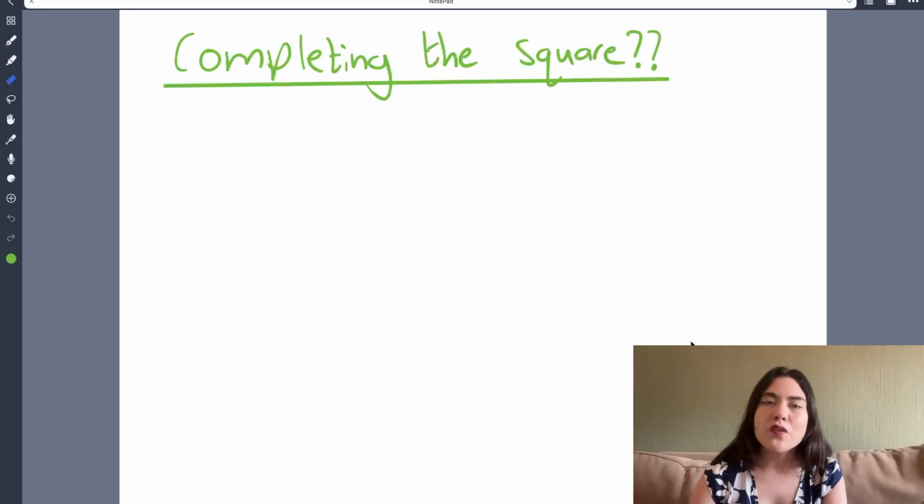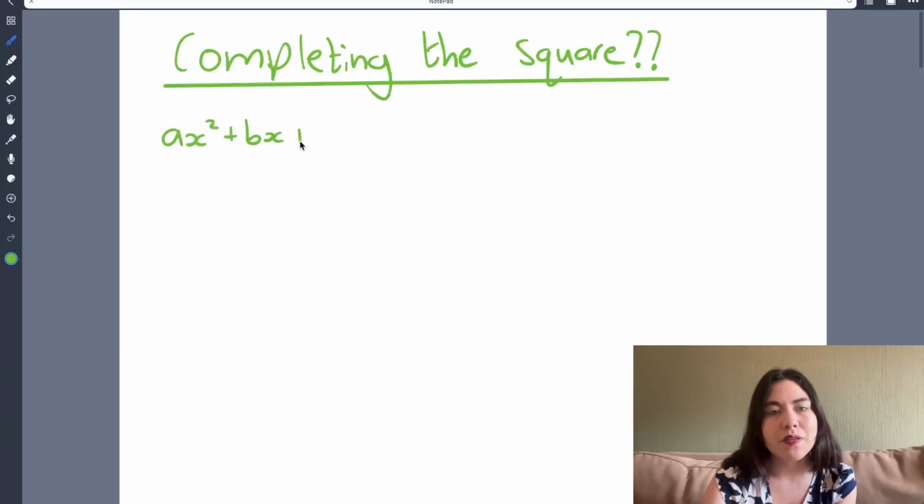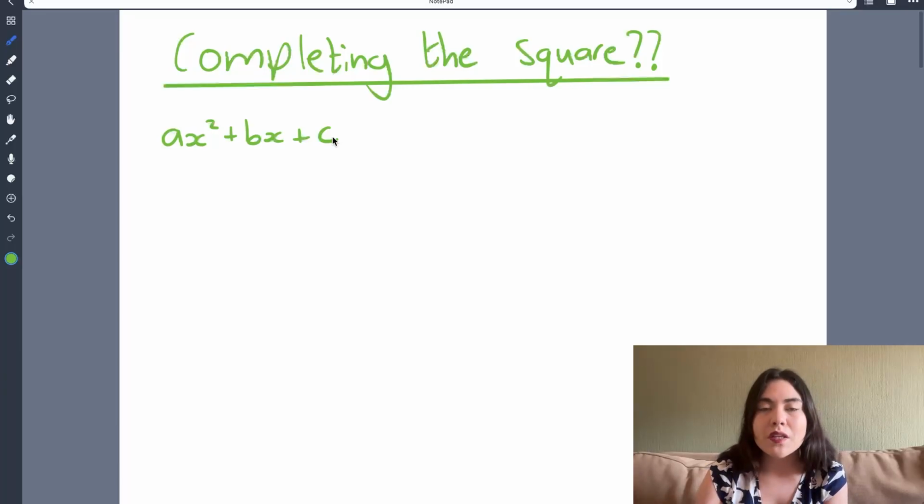All right, so with that out the way, we are basically going to jump straight into how to complete the square. So what is completing the square? Completing the square is taking a standard quadratic equation, which can be expressed as ax squared plus bx plus c, and turning it into another form. Now, this form has many uses, but we're not going to cover those uses in this video. We're simply looking at how to actually complete the square.